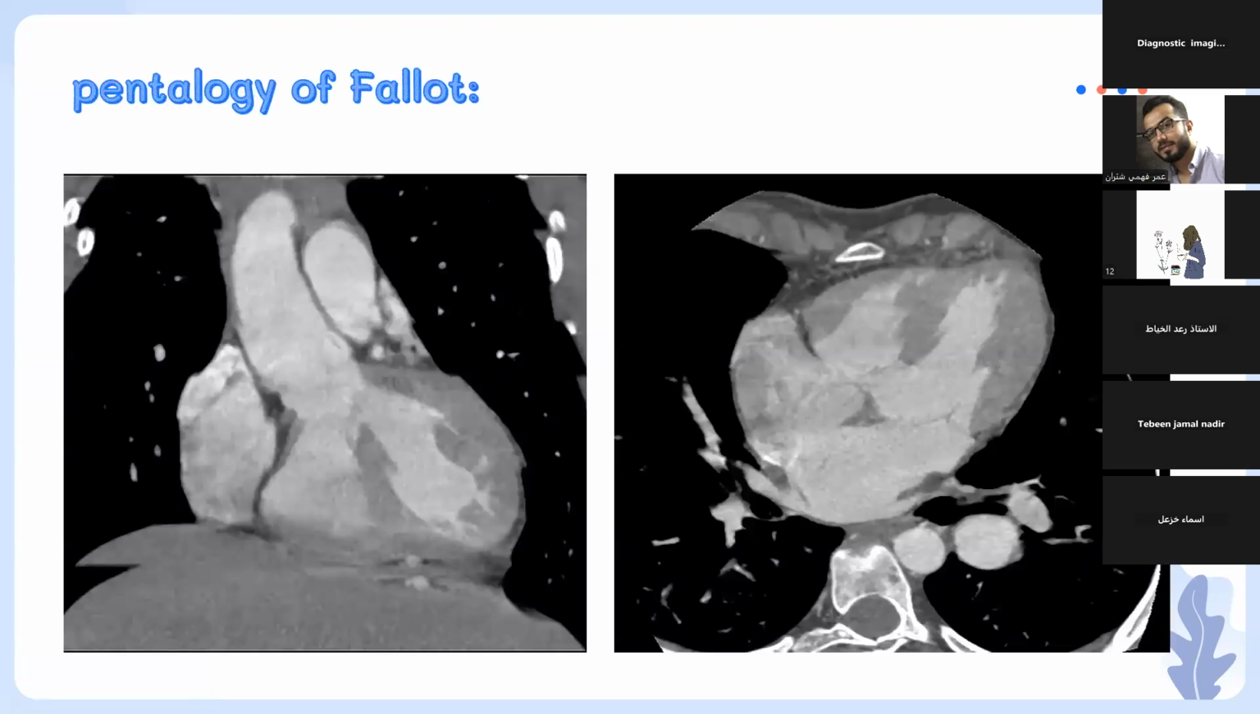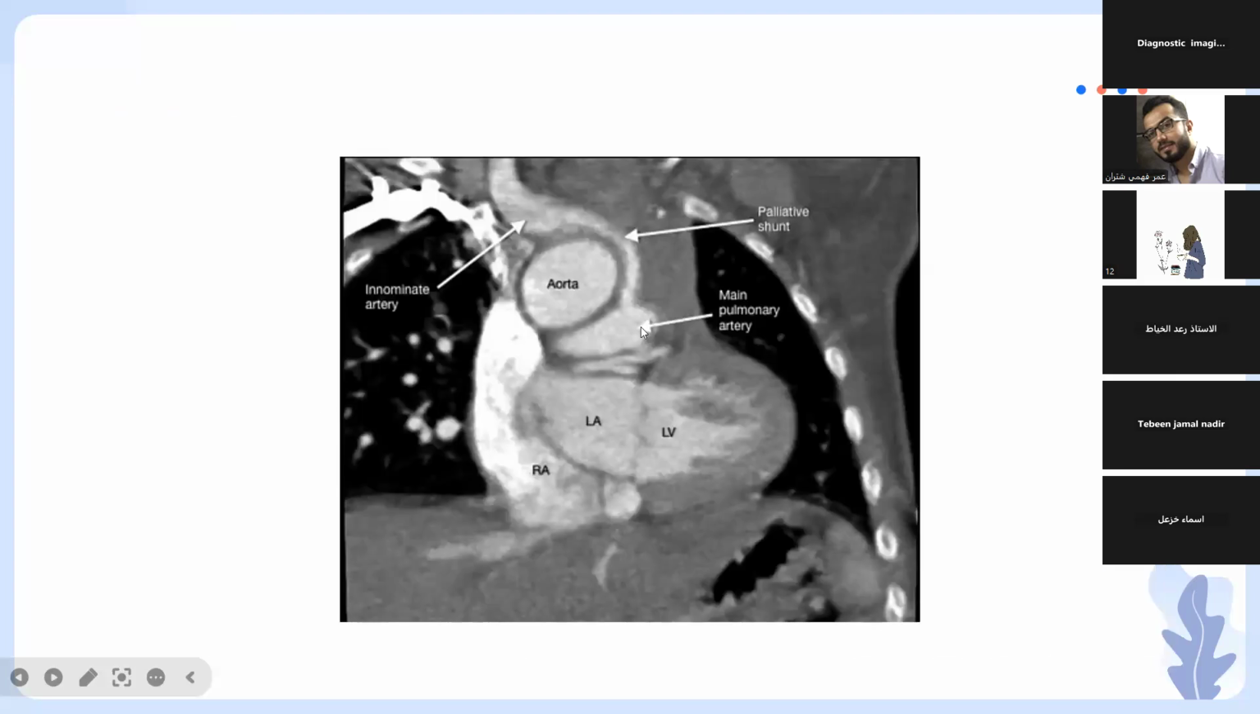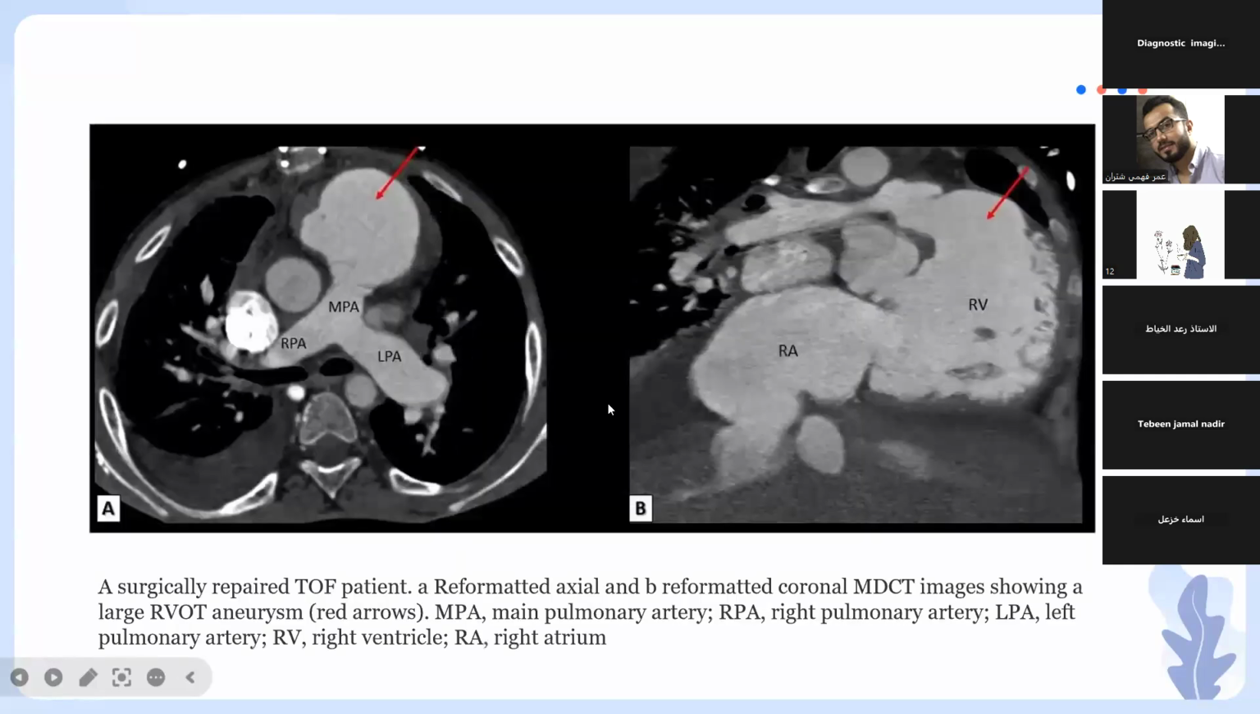This is a CT scan, axial and coronal view. CT cardiac angio showing VSD and ASD with overriding of the aorta, which is called pentalogy of Fallot. And this coronal CT shows a palliative shunt from the innominate artery into the main pulmonary artery. And this CT of a surgically repaired TOF patient shows large right ventricular outflow aneurysmal dilatation as a post-op complication.